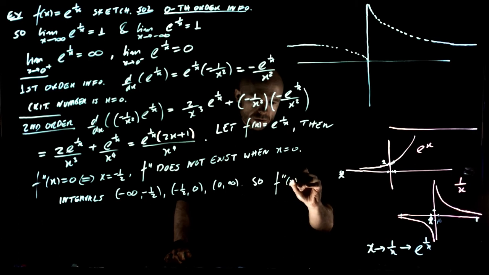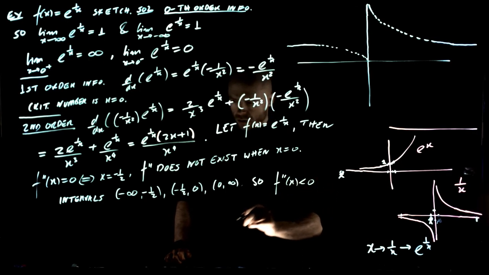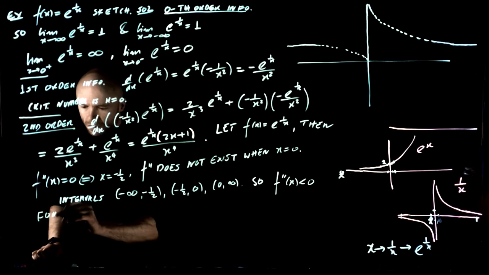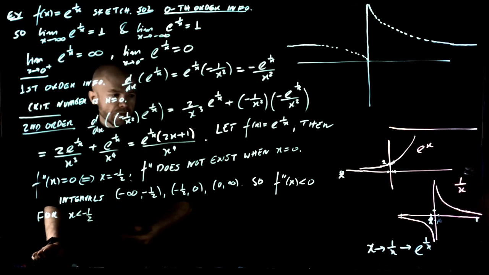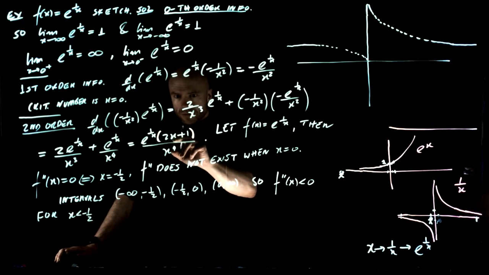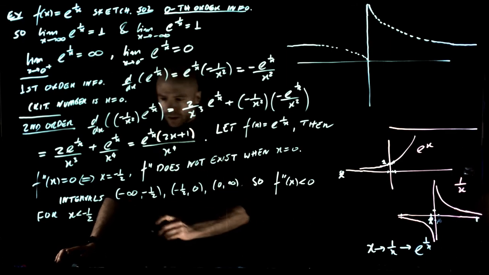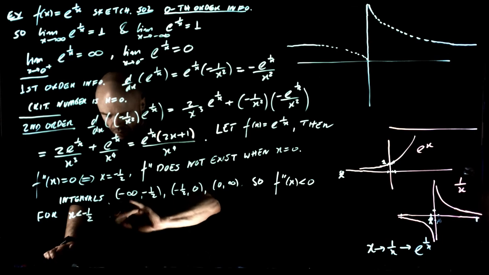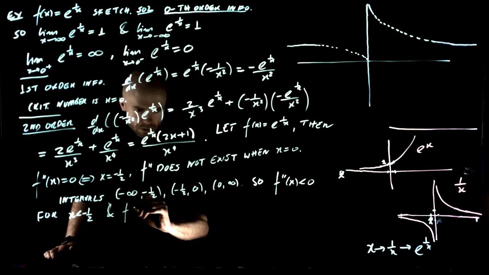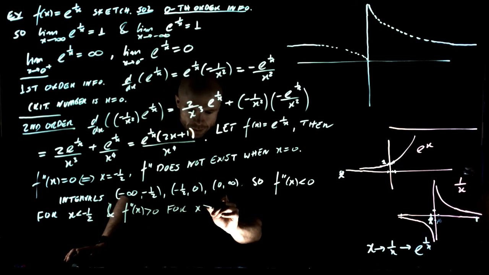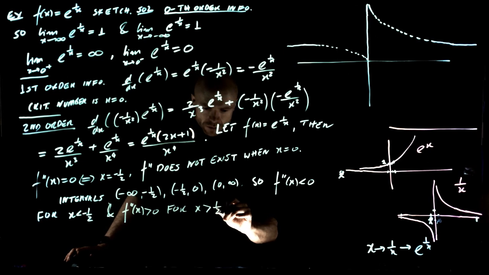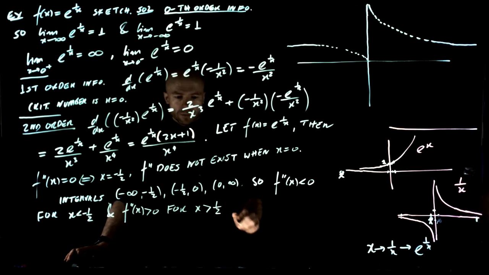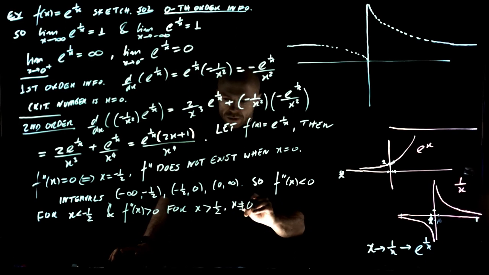So the second derivative is less than 0 for x which is less than minus 1 over 2, right? Because if x is less than minus 1 over 2, then this thing here will be negative, and that's clear, right? And for x bigger than minus 1 over 2, but not equal to 0, it is positive.